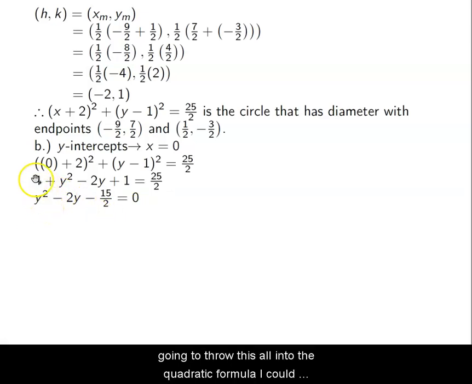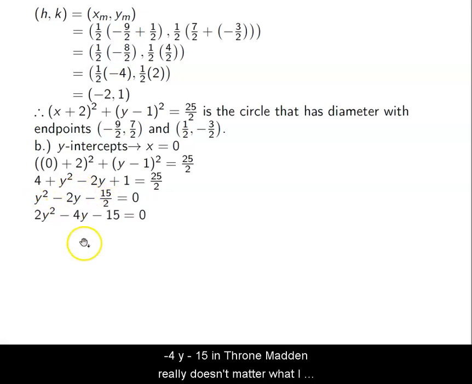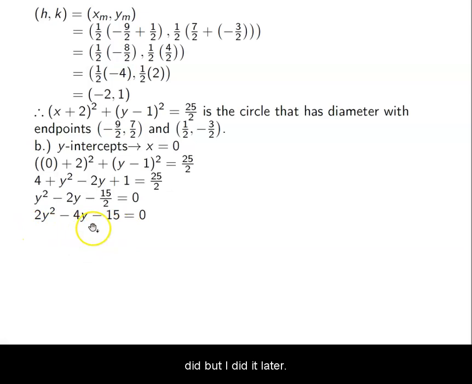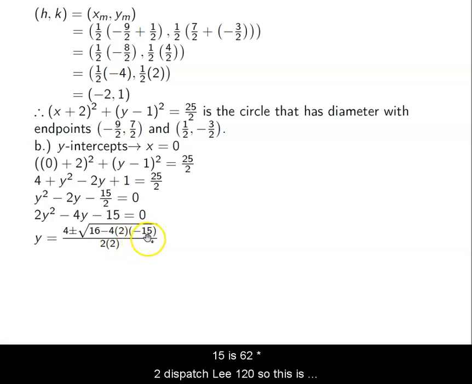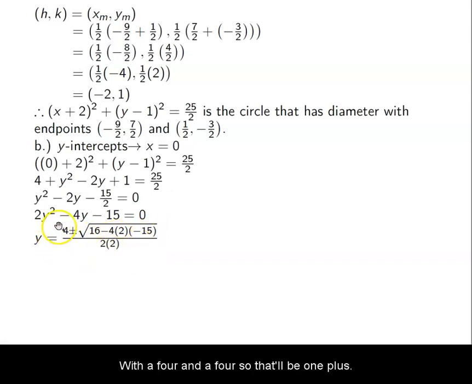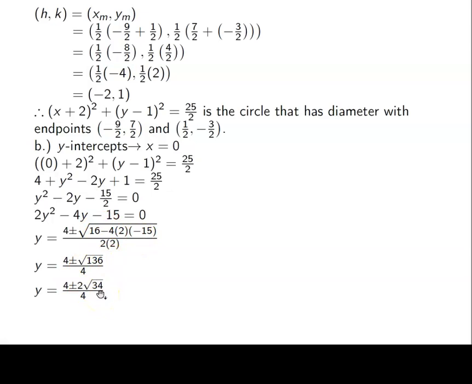I could have multiplied everything by 2 and had 2y squared minus 4y minus 15 and thrown that into the quadratic formula. It really doesn't matter. Well, actually that's what I did, but I did it later. Then plug it into our formula and we can solve. 4 times 15 is 60, so times 2, this is actually 120. So this is going to be 16 plus 120 with a 4 and a 4. So that'll be 1 plus something. 120 plus 16 is 136.